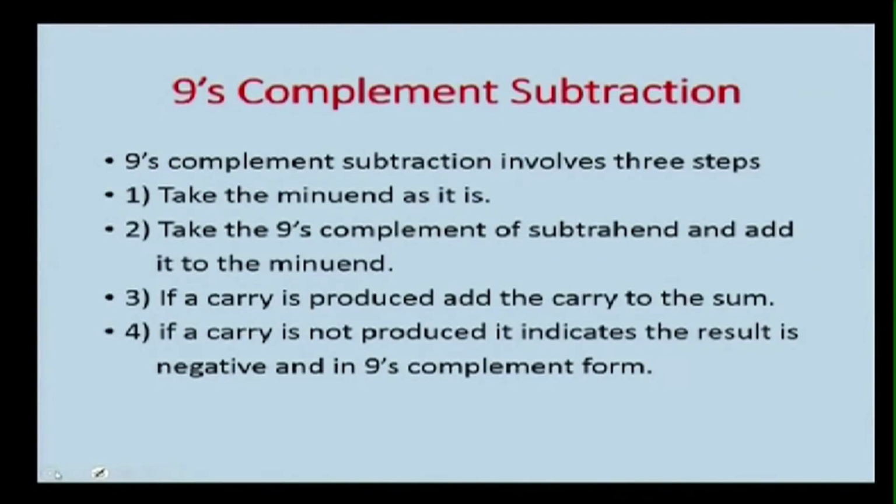If a carry is produced, then that carry should be added to the sum as we had done under the 1's complement method. And if a carry is not produced, it indicates that the result is negative and it is in the 9's complement form. So, let us take an example now. We will take a simple example like 9 minus 5. You can see here the 9 can be taken as it is, that is the minuend, but when it comes to the 5, I have to take the 9's complement.